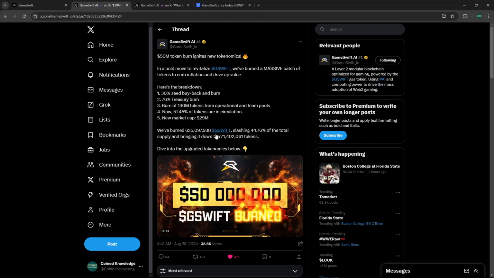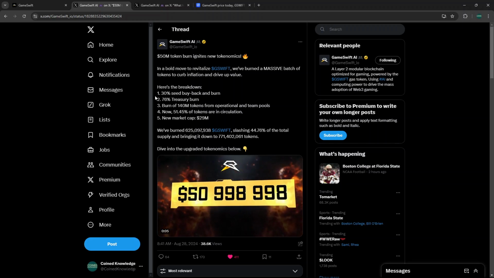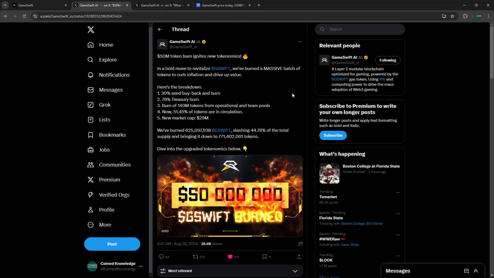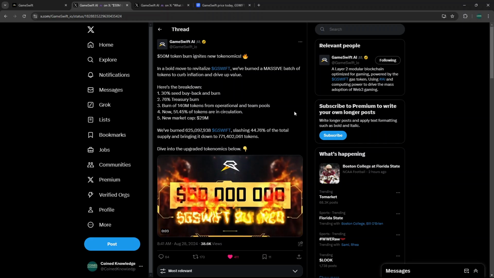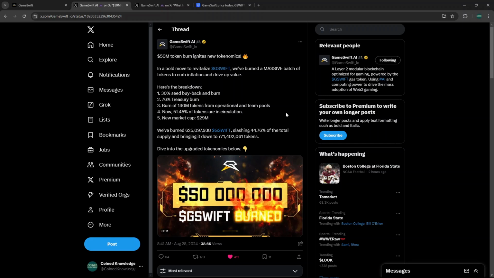So we made out pretty good there. If you take a look at the breakdown, we'll look at the new tokenomic breakdowns, then we'll look at a recap of what they accomplished last month, and then we'll look at the recent price action and give you guys my opinion on where GameSwift could potentially go from here.